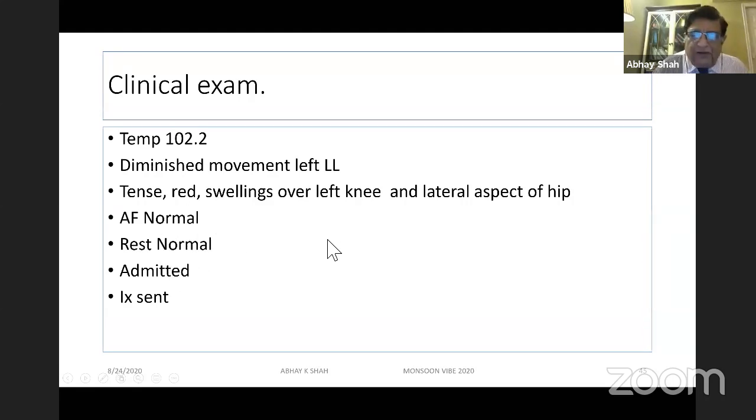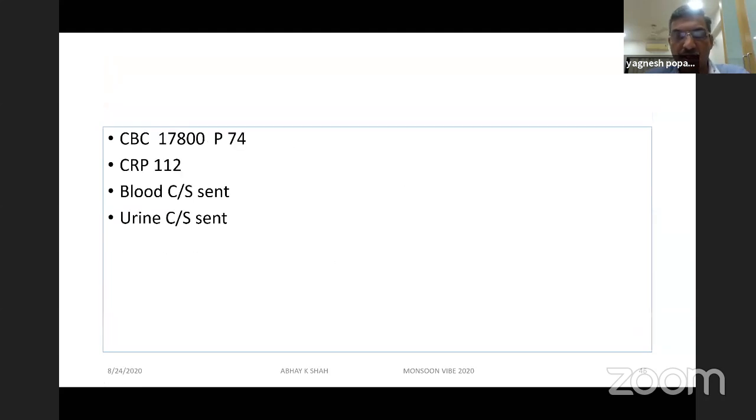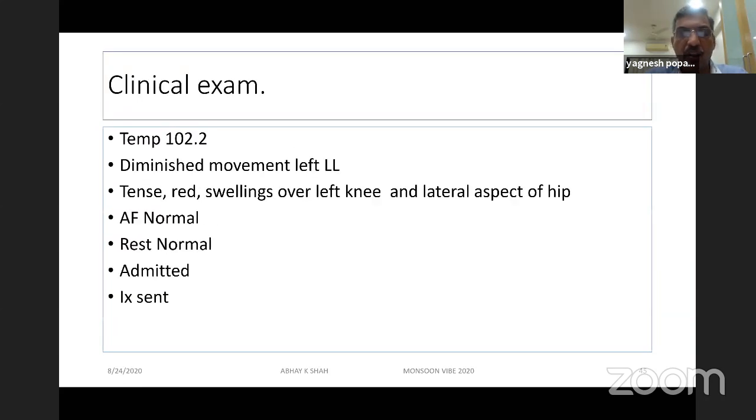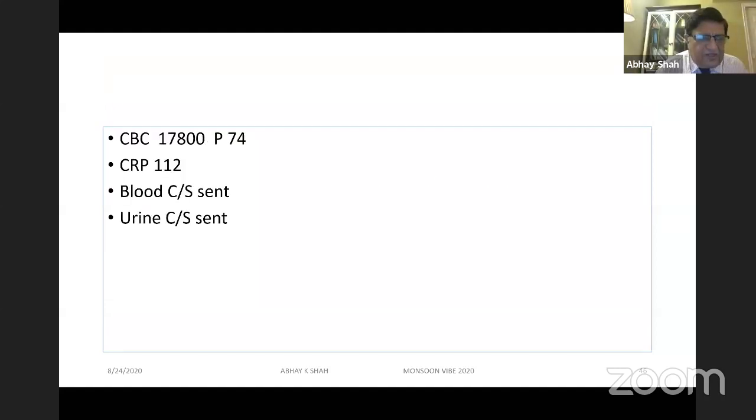So what could it be? This could be a case of septicemia with localization over the left upper thigh as well as the knee. So probably it is either septic arthritis or osteomyelitis of the left femur. Yeah, so this would be our primary diagnosis in this case. And we investigate this child.